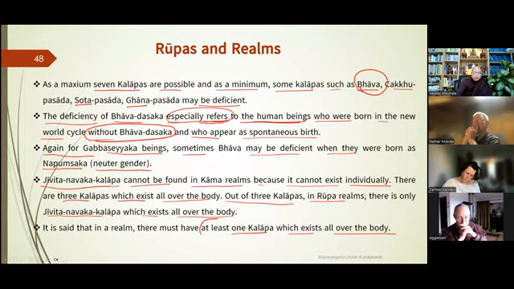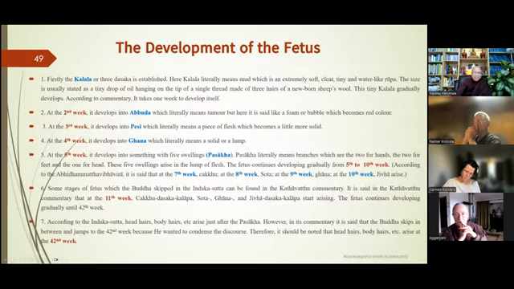Any question? So next is the development of the fetus.